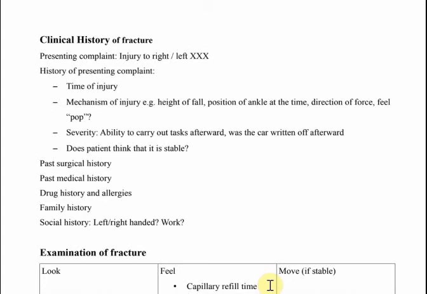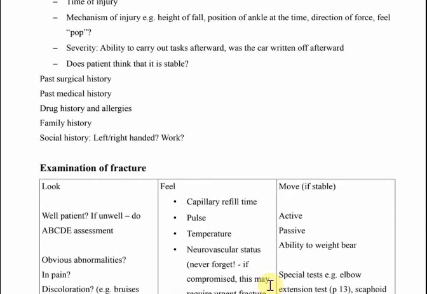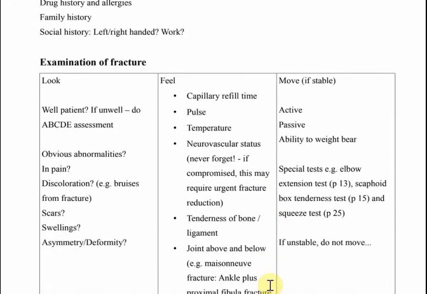The reason why we ask the handedness is because obviously if the patient is right-handed and he's broken his right side, it's a bit more significant. I mean, any broken bones are significant, but for the patient's side of things.